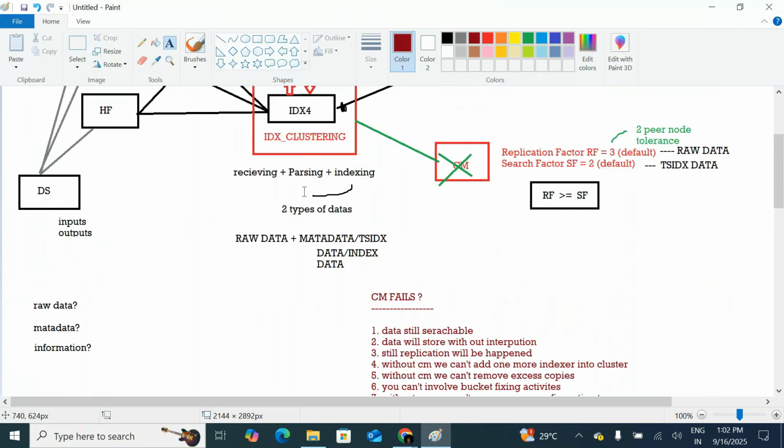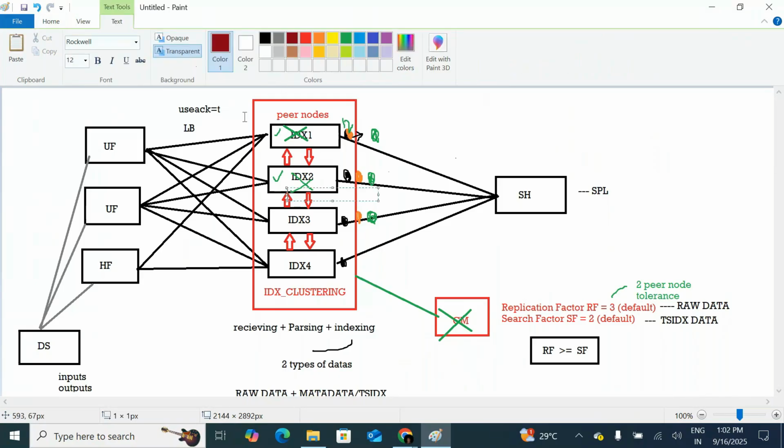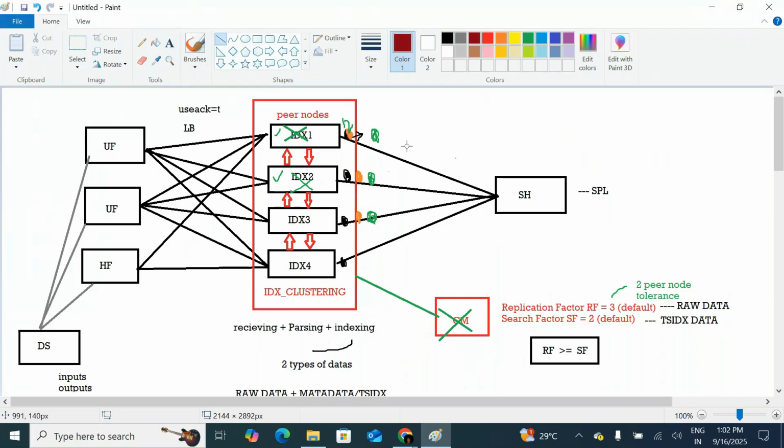Now first tell me, is data still searchable? See, there is no connection to the CM for the forwarders. Even if only one indexer is available, forwarders will send the data based on the load balancer. If CM fails, what will happen? Forwarders still send the data. Yes or no? Next, the search head and CM have a connection.